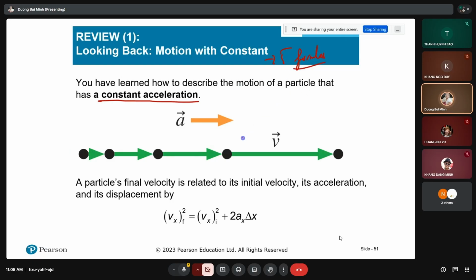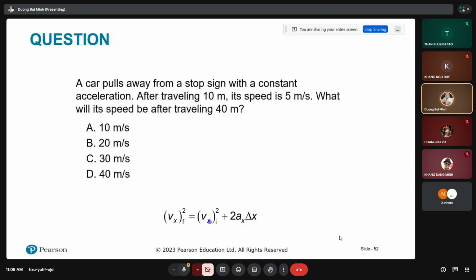If the question gives you constant acceleration and initial velocity, we can calculate final velocity, right? If we know delta x, if we know ax, delta x, and vxi, you can find the rest. Now, questions. 5 minutes. Good.